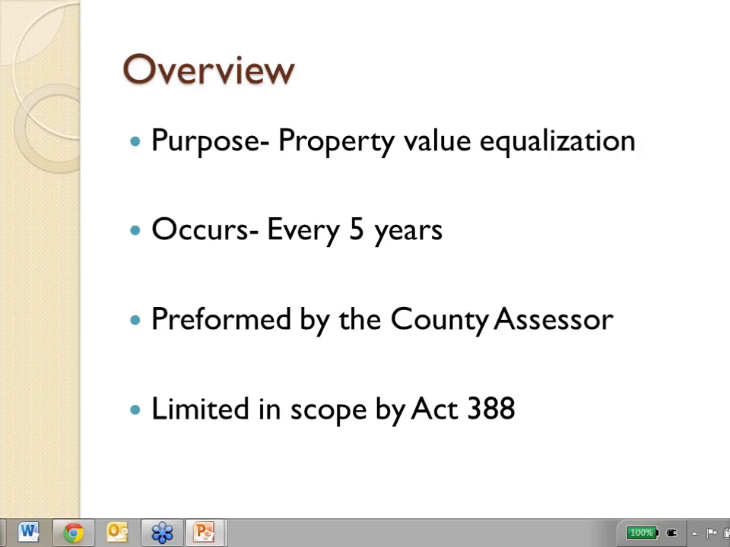A lot of times we think the purpose of reassessment is to raise additional capital or tax dollars for the counties. That is really not the purpose. The purpose of reassessment is to equalize property values and to kind of put everybody on an equal playing field. In some states, this occurs every year. In South Carolina, it only occurs every 5 years.